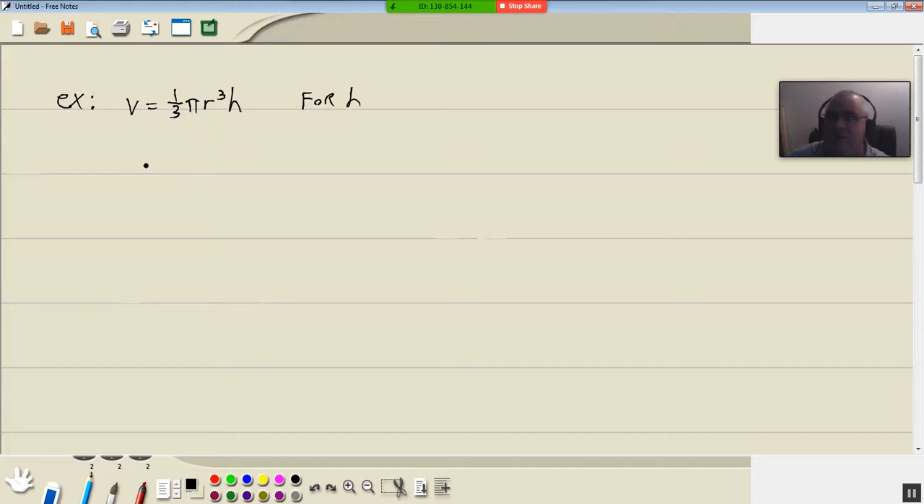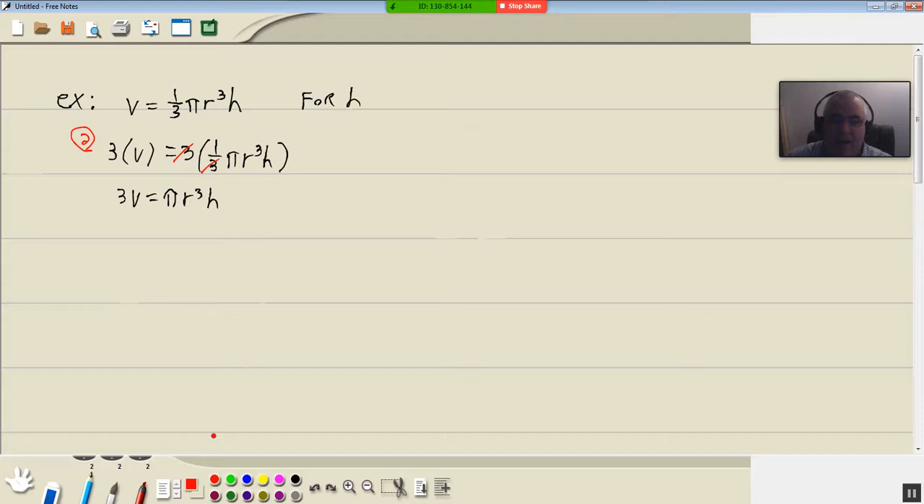Well, first step, get rid of parentheses. Don't have any. Second step, we want to get rid of fractions. You multiply everything by the LCM of all your denominators. We only have one denominator, so that is our LCM. So we'll multiply everything by 3. We'll take 3 times V, and we'll take 3 times 1/3 pi r cubed h. Those 3's would cancel. So we'd have 3V is equal to pi r cubed h.